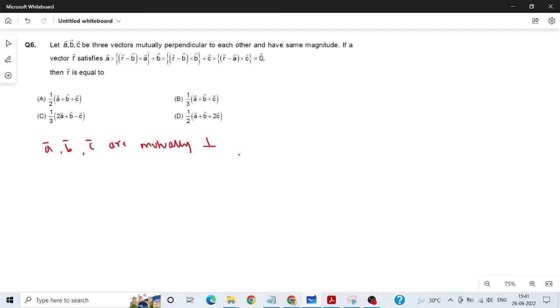So what we have then? If they are mutually perpendicular, we have A bar dot B bar equals 0. Similarly, we have A bar dot C bar equals 0. And B bar dot C bar is equal to 0. Okay, so this is what we have.